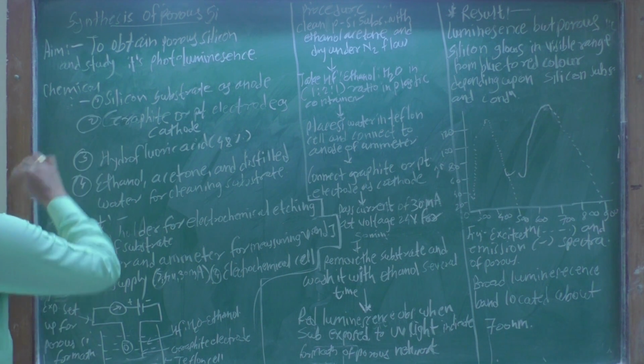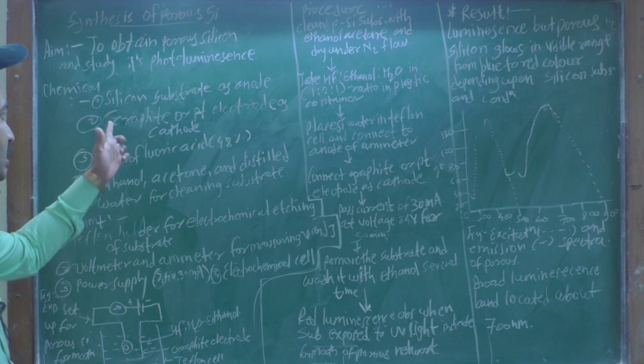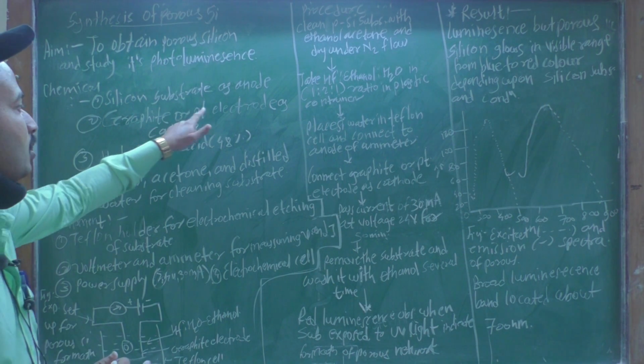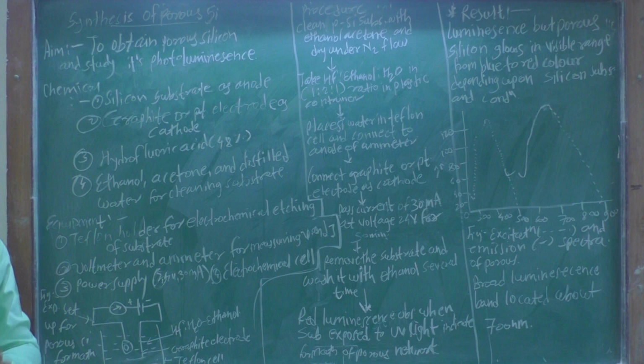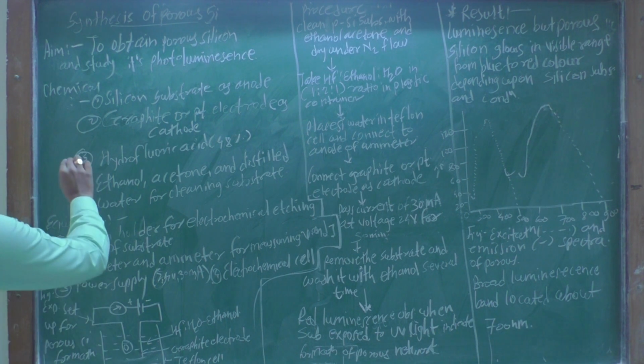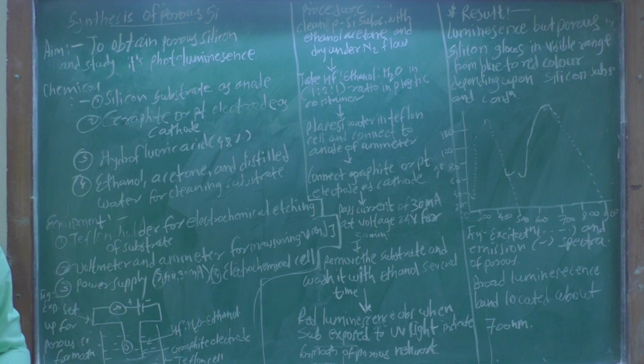Secondly, the graphite or platinum electrode as the cathode. You should know that graphite is a carbon-containing compound. You use the graphite or platinum electrode cathode as a chemical in the synthesis of porous silica. Thirdly, 48% hydrofluoric acid, which you use in the synthesis of porous silicon.